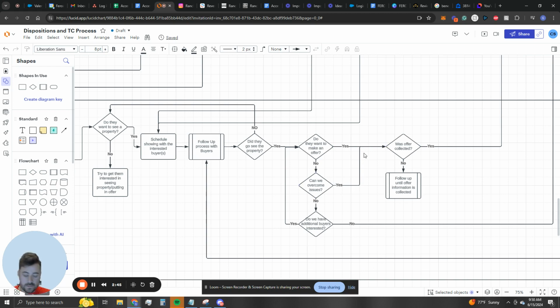Yes. Again, why can't you make an offer? Is it the condition? Hey, what if we fix this? Hey, there's a lot of trash there. What if we cleaned it up for you before closing? Those are the objections we need to face as a junior Dispo rep or someone taking in these calls.